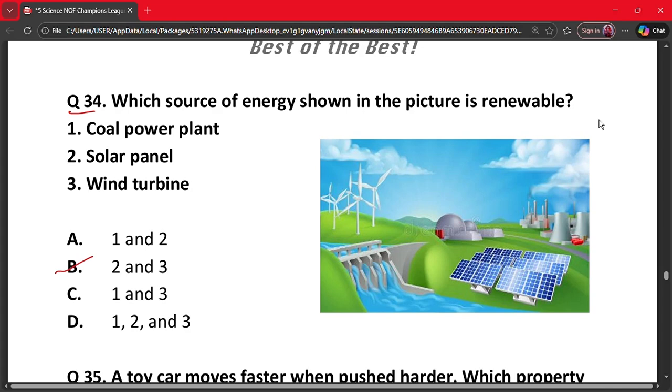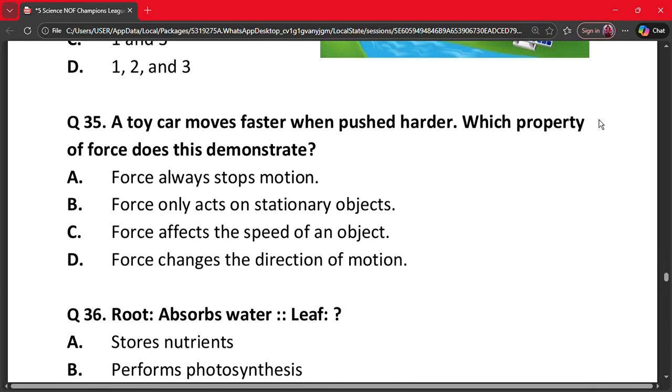Why? Because solar panel and wind turbine are renewable. Coal plant is not renewable. It is a non-renewable resource. Let's move on to the next question. That is question number 35.